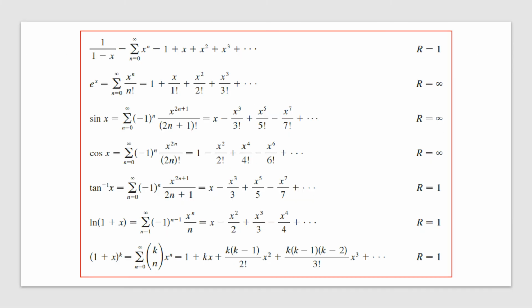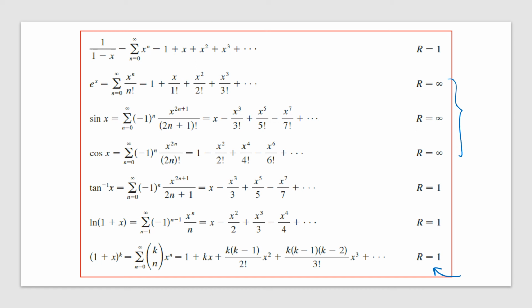These are several common Maclaurin series expansions, and it will help you if you can remember them. Also, you can see at the end the radius of convergence. For example, these three have radius of convergence infinity. That means they converge for all values of x. That's very important. But for the other three, the radius of convergence is 1. That means you can only go 1 away from the center in each of these.